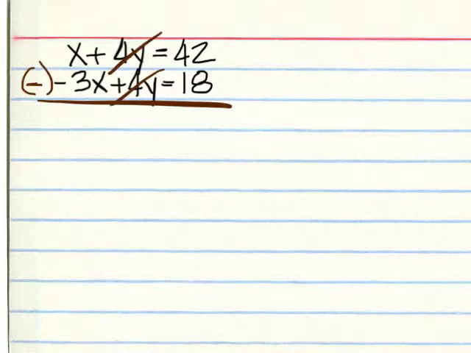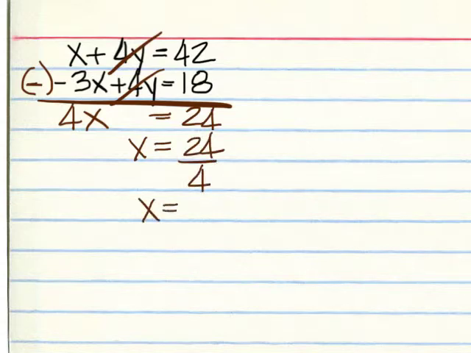So what's left is 1 minus a negative 3, which is 4, and then 42 minus 18, that would be 24. Divide and get an answer of 6 for x. But anytime you end up solving for x first because you canceled out the y's, make sure when you go back to plug this in, you're not putting it in for y. You have to put it in for an x.